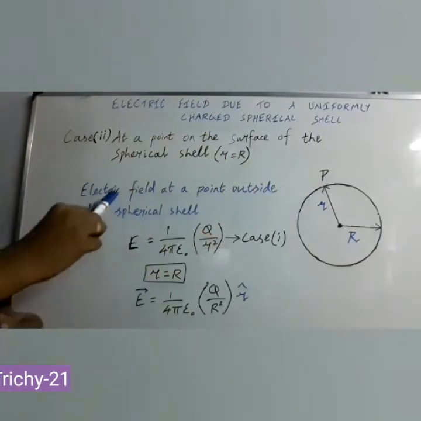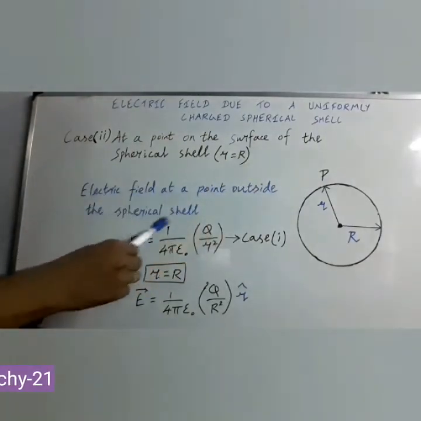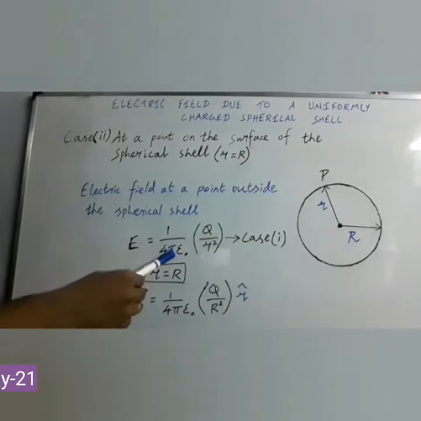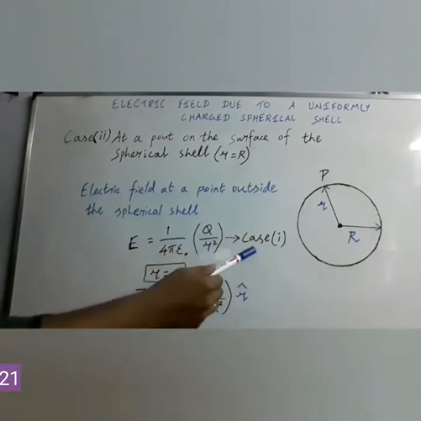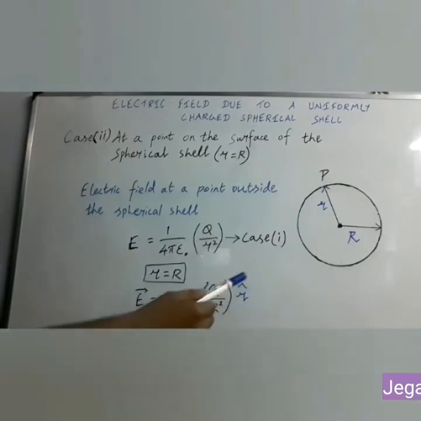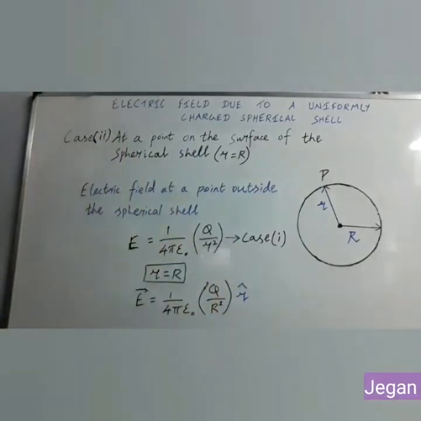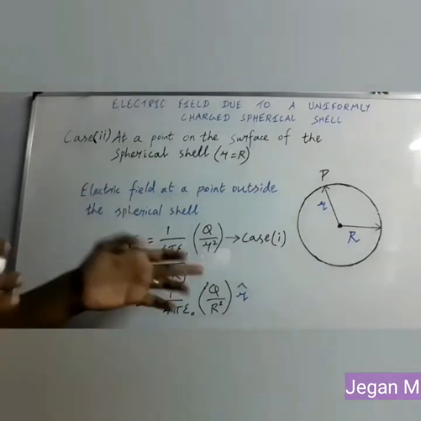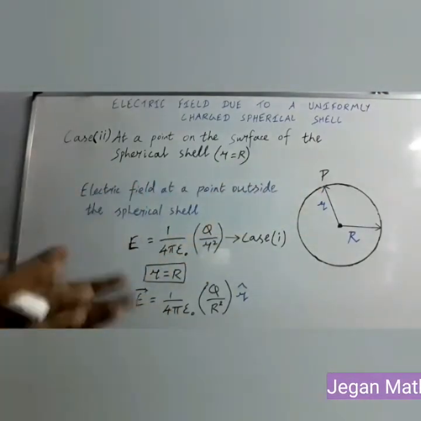Let us take the first case, the electric field at a point outside the spherical shell. What we got is E equal to 1 by 4 pi epsilon naught, q by small r square. That's the expression for the electric field in case 1. Now small r is equal to capital R, so instead of small r, you can substitute capital R. So E vector is equal to 1 by 4 pi epsilon naught, q by capital R square, into the unit vector. This is the expression for the electric field at a point on the surface of the charged spherical shell itself.